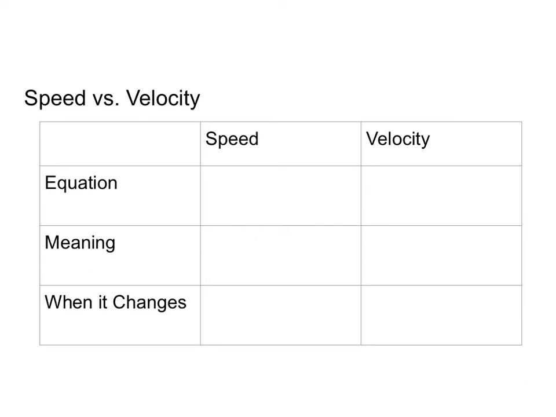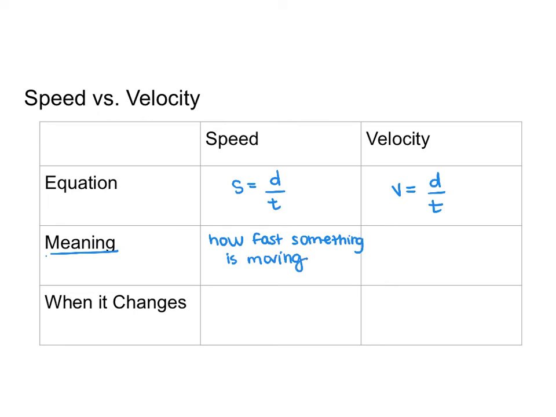Let's fill out this t-table that looks at the difference between speed and velocity. Our equation for speed is s equals distance over time. And velocity is also that, v equals d over t. So we can see that the equation is the same. The meaning is a little bit different. When we know a speed, we just know how fast something is moving. When we know the velocity, we know how fast and what direction something is moving.